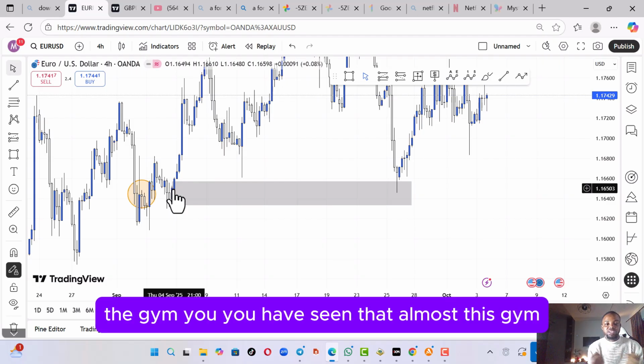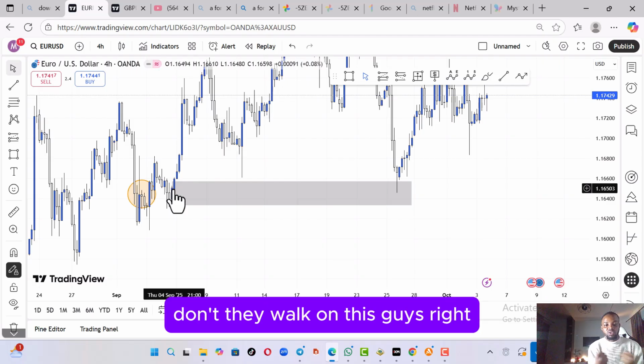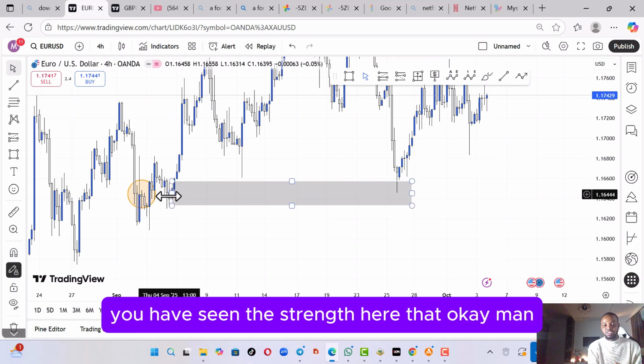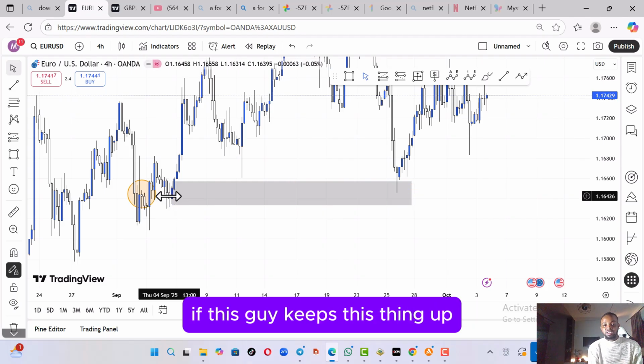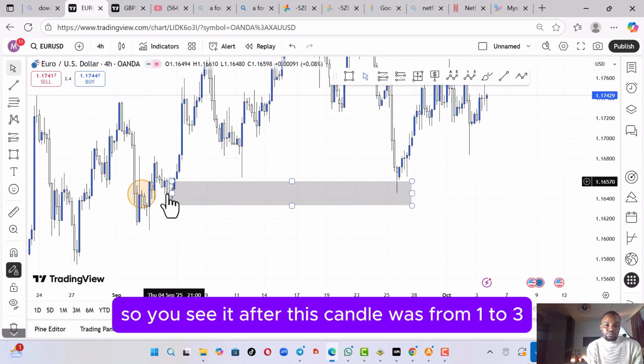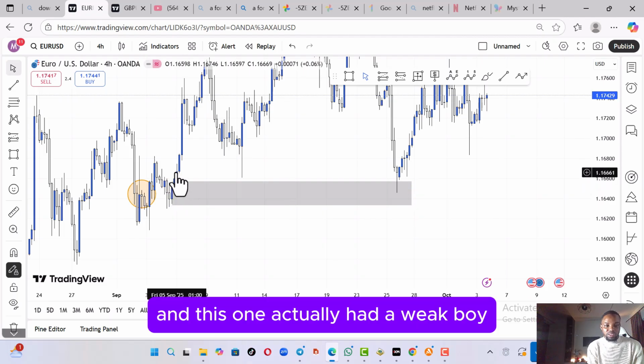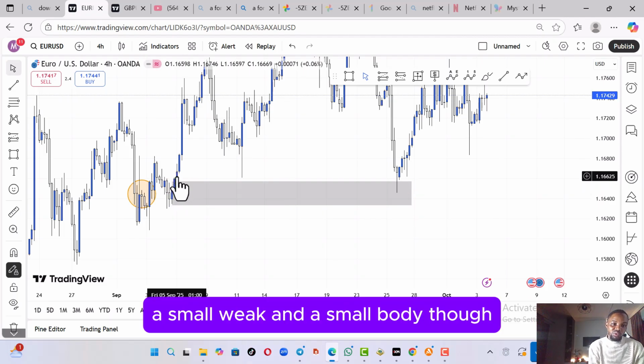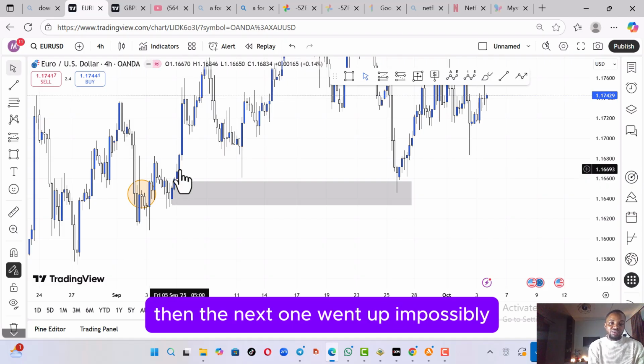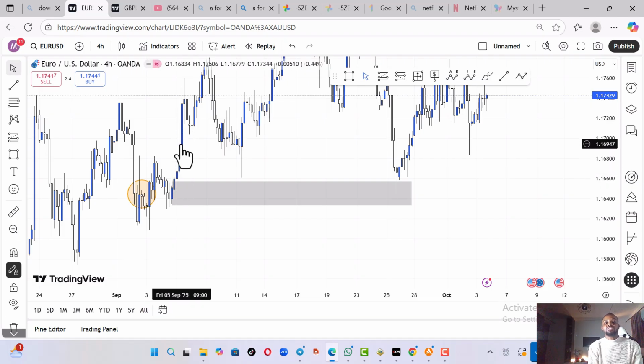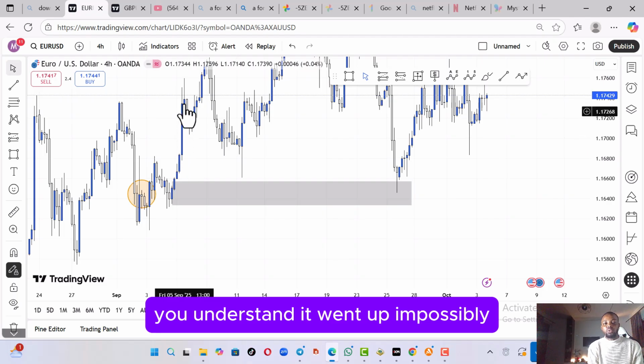You have seen the strength here, that okay, if this keeps this thing up, it is going to be very strong. So you see it, after this candle was from 1, 2, 3, and this one actually had a small wick and a small body though. Then the next one went up impulsively. You understand? It went up impulsively.